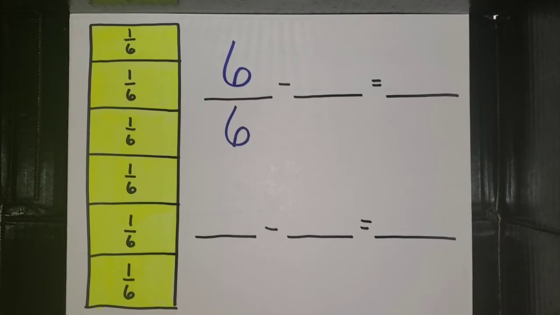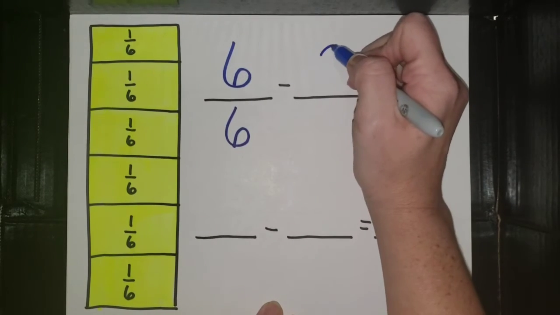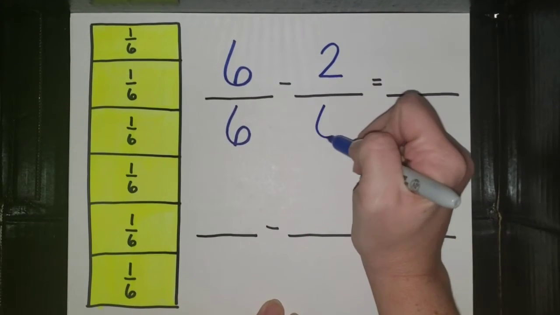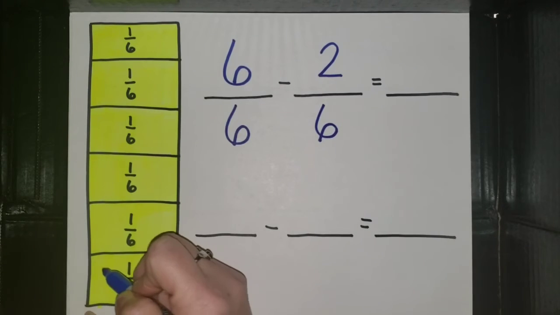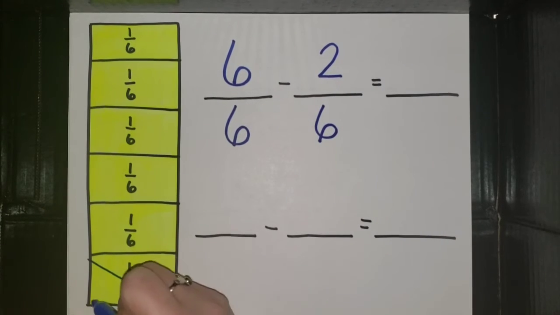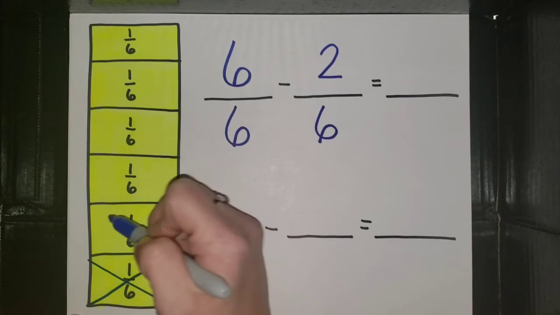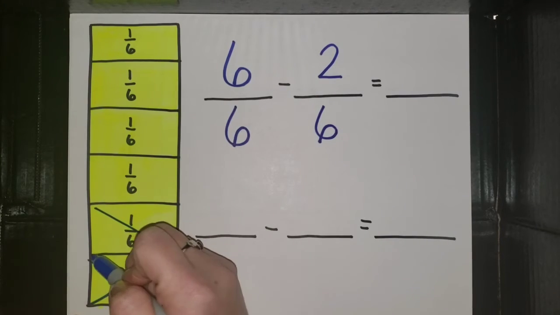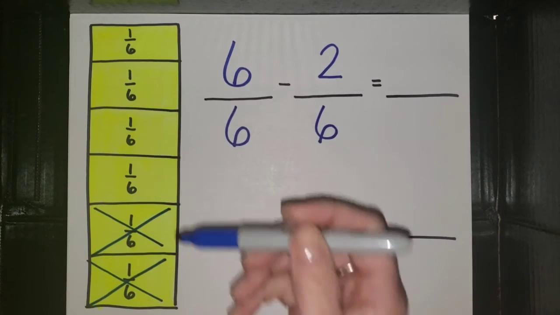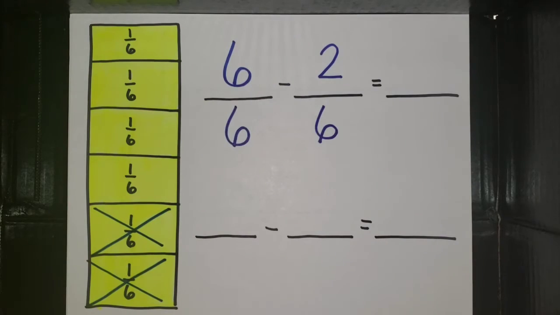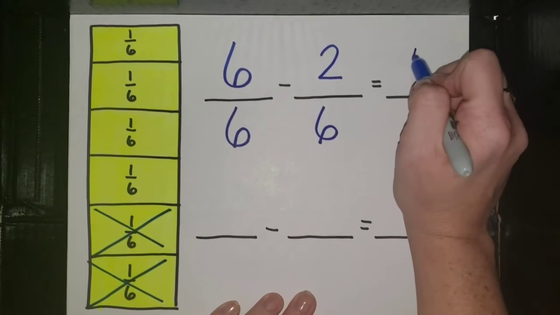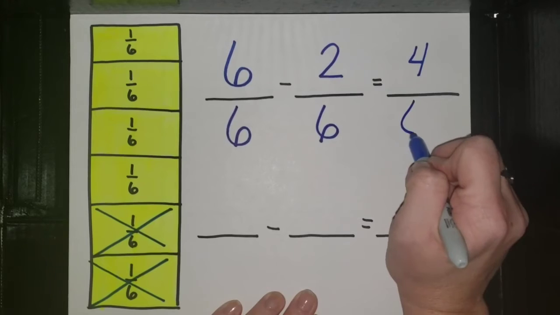Okay, so now we're going to actually subtract. And we're going to subtract 2/6. So here we can do that simply by, in this representation, crossing off 1/6, 2/6. To get how many remaining? You got it. 4/6.